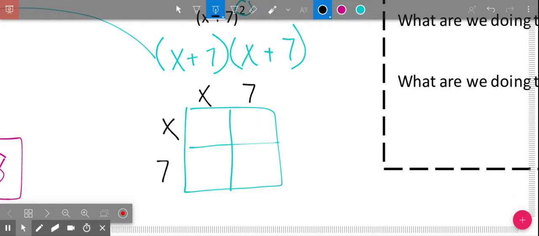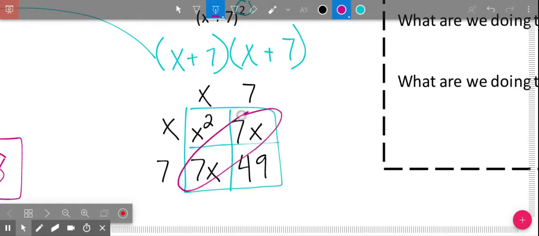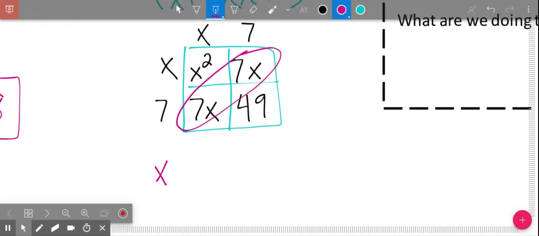So x times x gives me x squared. X times 7 gives me 7x. X times 7 gives me 7x. 7 times 7 gives me 49. We have to combine like terms, and those are always on our diagonal. So I'll have x squared plus 14x plus 49.